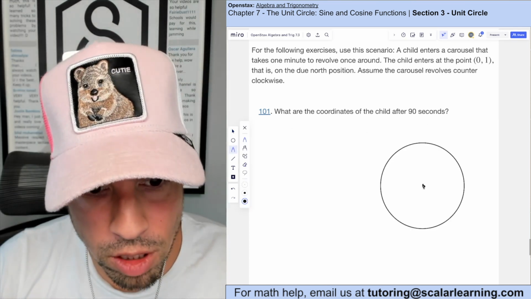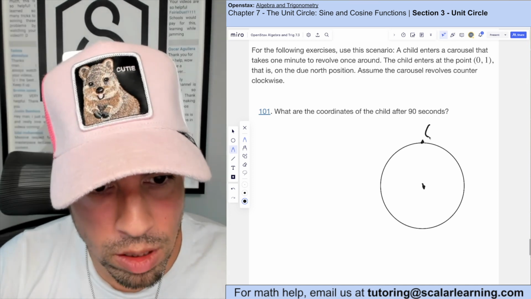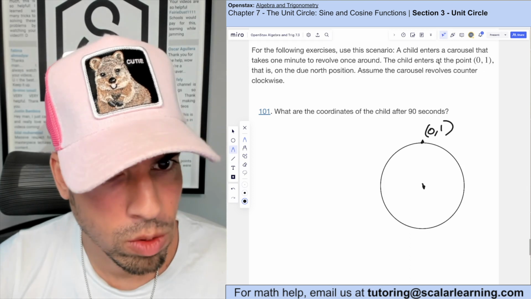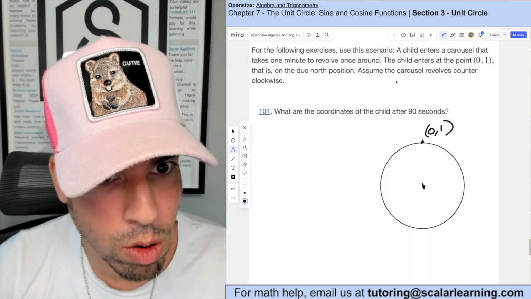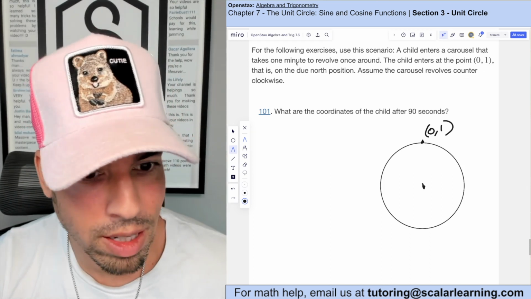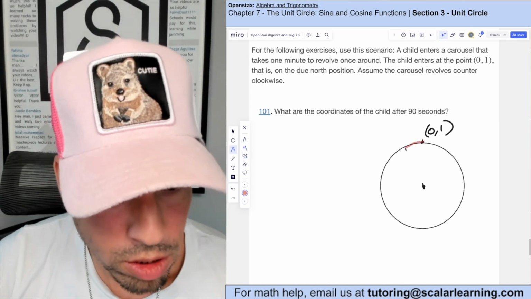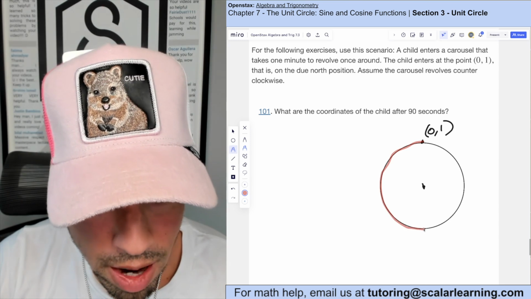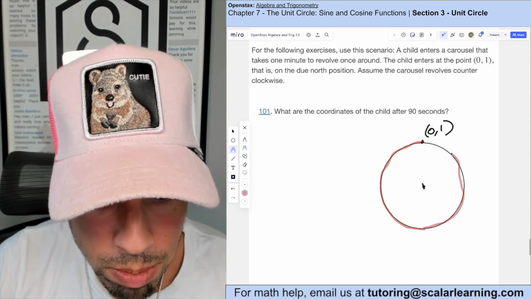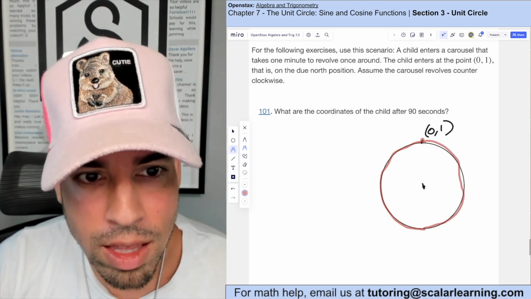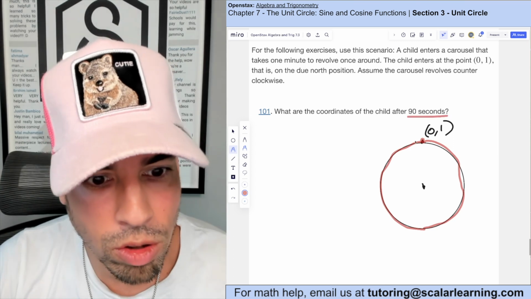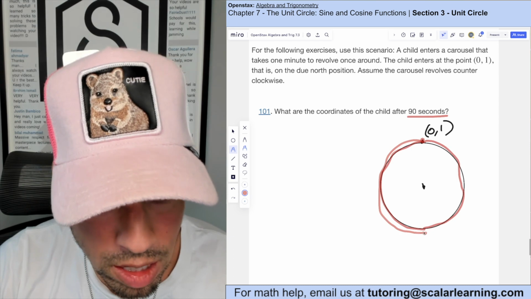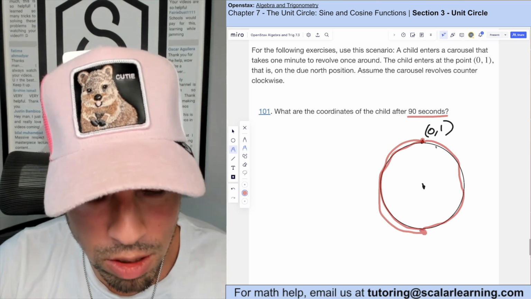Okay, so let's imagine this is the origin, and here is point (0, 1). It takes 1 minute, 60 seconds, to go around, and it's going counterclockwise, so going this way. Here would be 30 seconds, halfway around, and then here would be 60 seconds. They're saying 90 seconds, so we have another 30 seconds remaining. We go another 30 seconds, which lands us right here. Another 30 would bring us back to the start point.